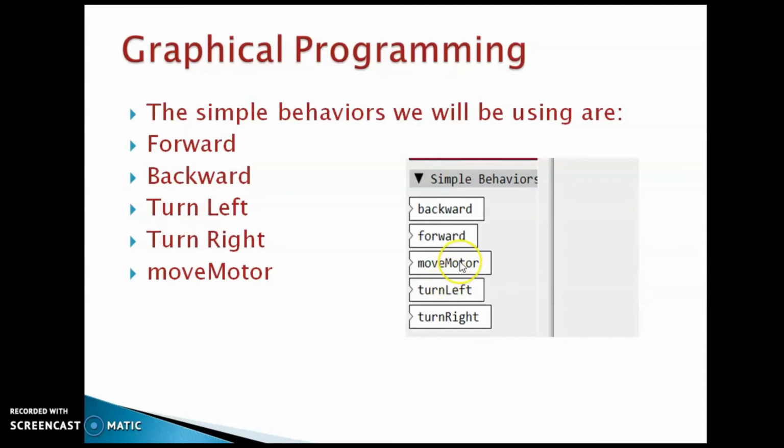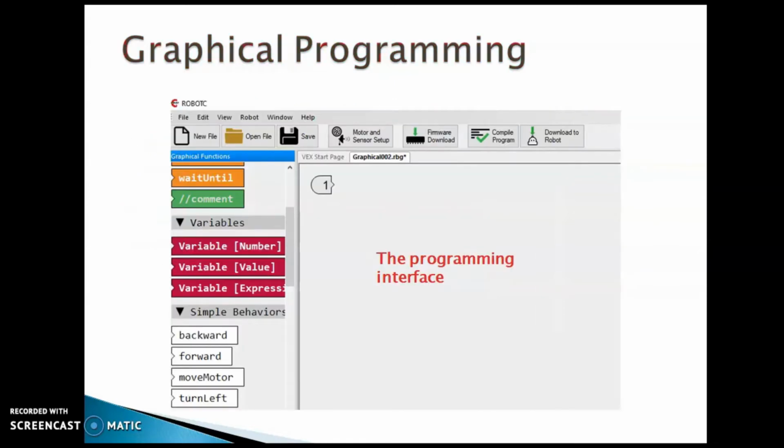If you want to move an individual motor, the robot has 4 motors, and you can select the one that you want to move. To do that, you just drag and drop move motor, as I'm going to demonstrate. Next, turn left, turn right. We can allow the robot to turn left, and we can allow the robot to turn right as well. Alright, so this is the graphical programming interface.